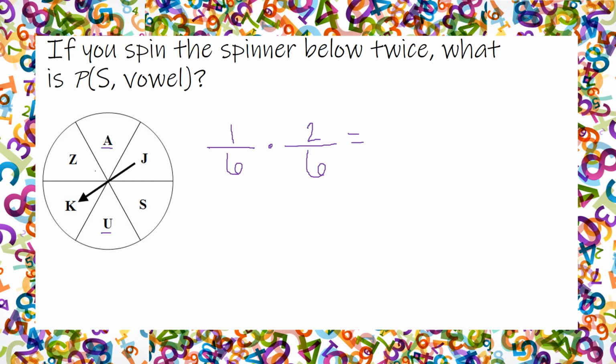So 1 times 2 is 2. 6 times 6 is 36. And then I'm going to simplify by dividing both of those by 2 because that is their greatest common factor. So I do get 1 over 18. So the probability of getting an S and then getting a vowel is 1 out of 18.